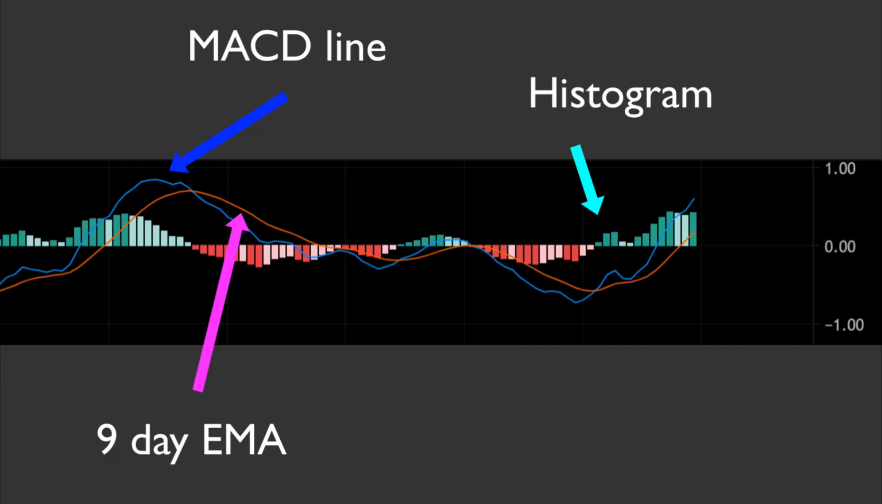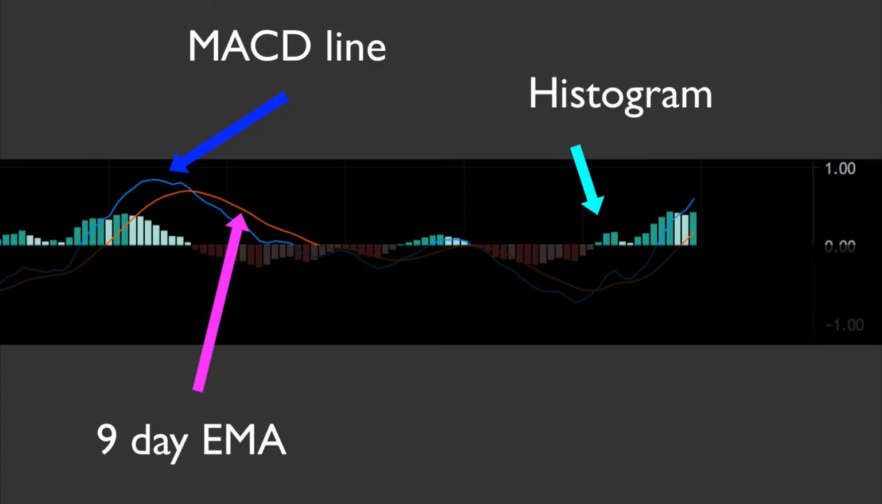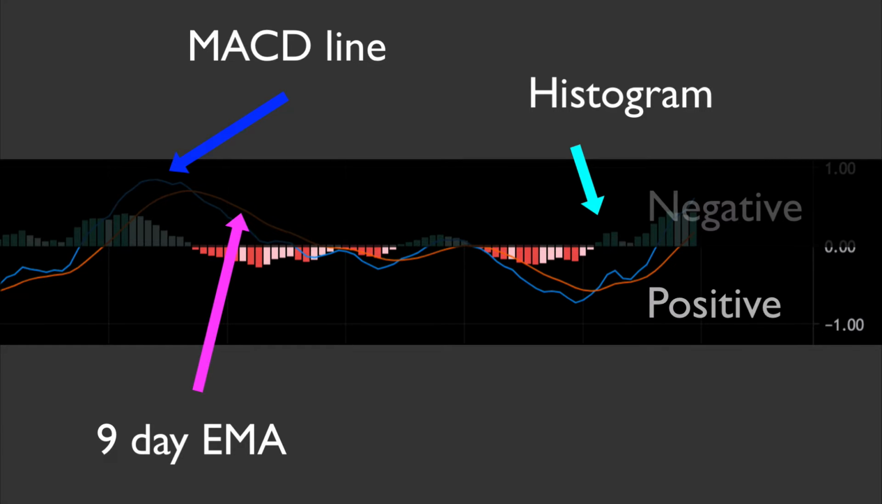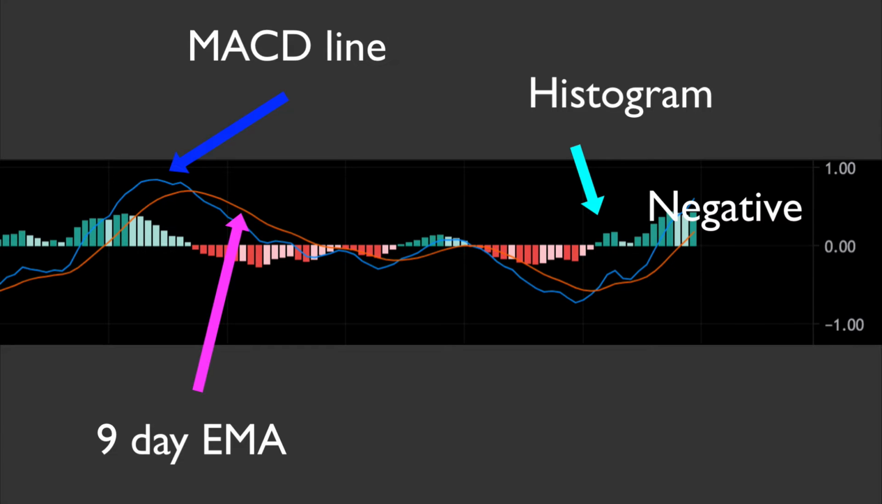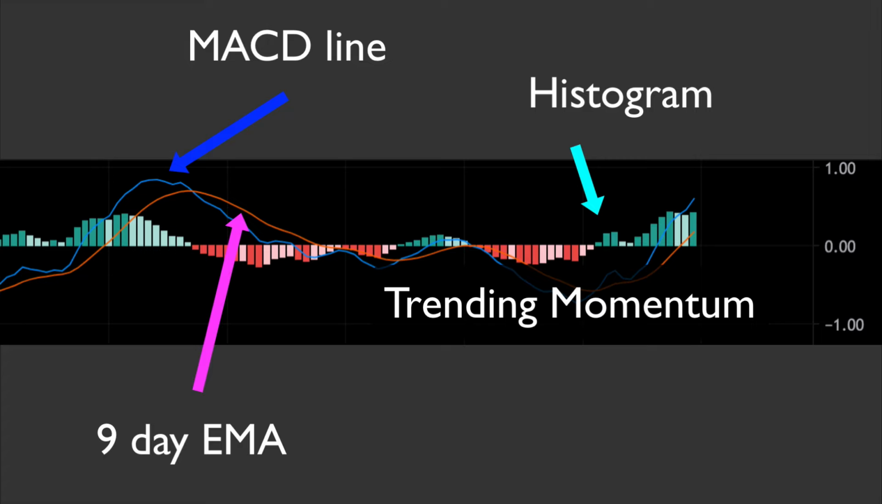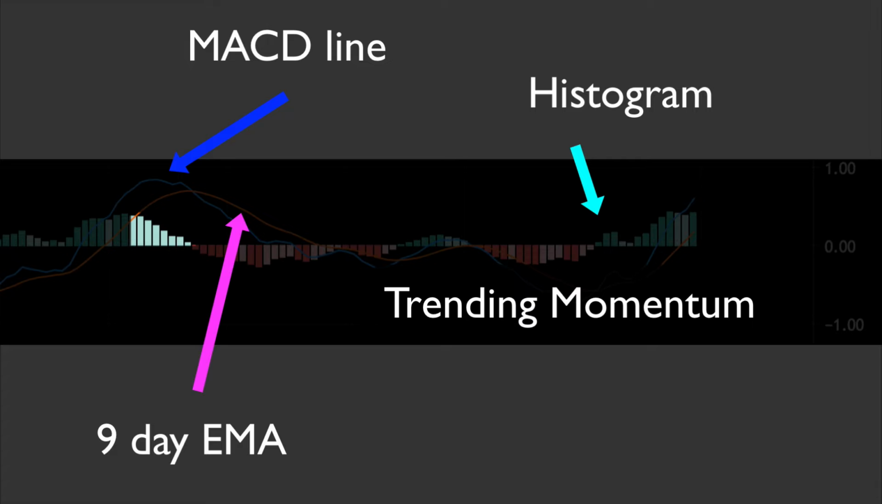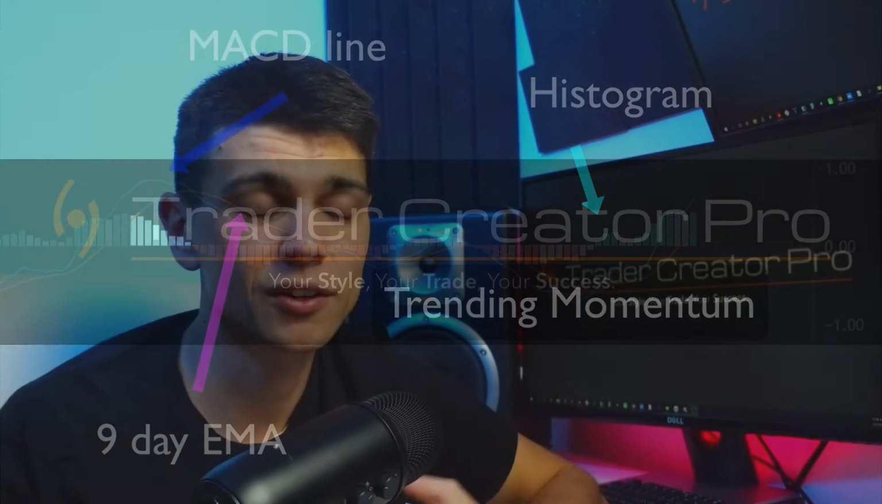The histogram is shown like a wave. When it is above the median line, it is showing positive momentum. When it is below, it has negative momentum. It also shows the trending momentum. If the histogram is above the median, but the bars are getting shorter, that is showing the momentum is slowing down and could turn into negative momentum, and vice versa.